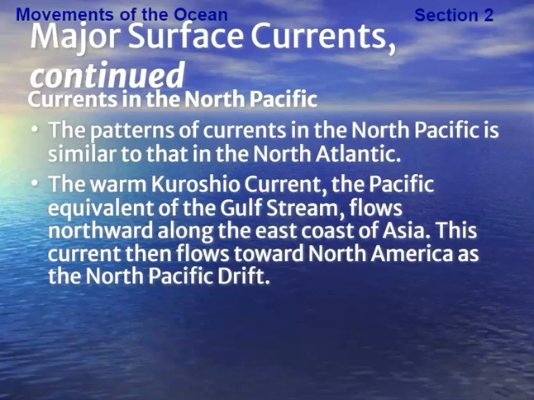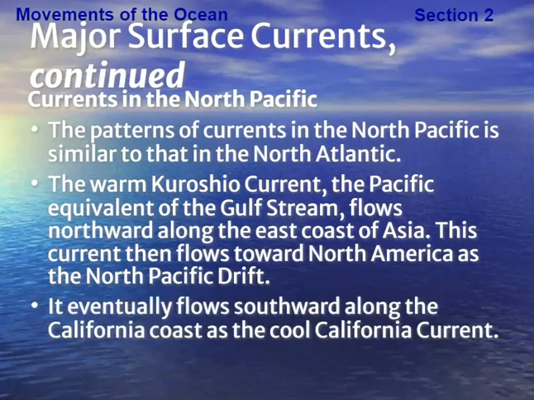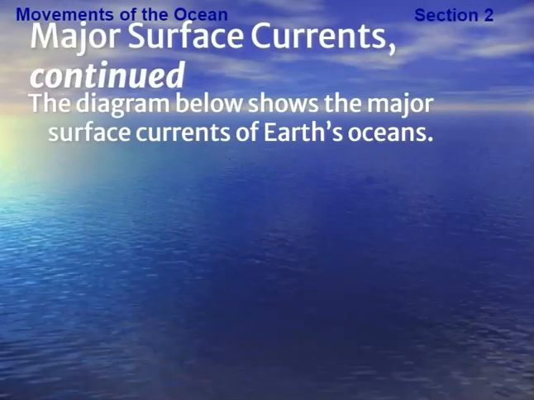And so now you've got this warmed water that's heading east towards Alaska and northern California, or Washington State and Oregon. It eventually flows southward along California as the California Current, and so now it's lost all of its energy, and it's moving colder water from Alaska downward. So the California Current is a cool current.